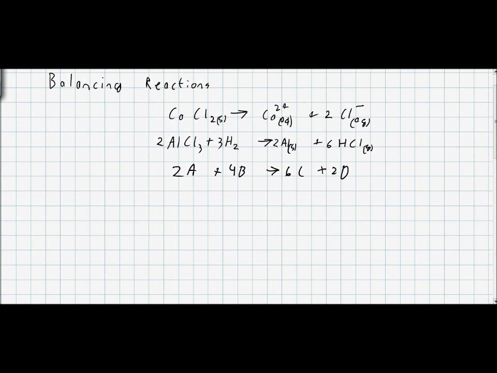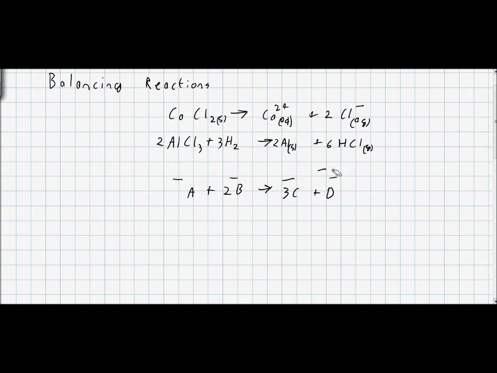Now here's a quick rule that I'm going to teach you. You want all of the prefixes to be the lowest possible number they can be. With these prefixes, we can divide everything by 2, in which case the reaction should be A plus 2B reacts to form 3C plus D. That is the simplest way that reaction can go. And so whenever this happens, try to find the lowest multiple.